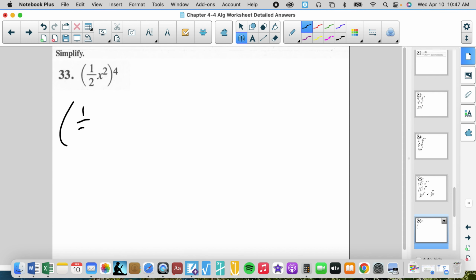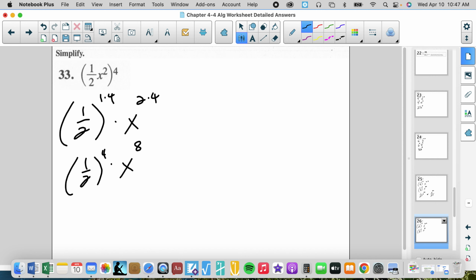We have the quantity of 1/2 to the 1 times 4, x to the 2nd times 4, 1/2 to the 4th, x to the 8th, and 1/2 to the 4th, 1/2 times 1/2 times 1/2 times 1/2 is 1/16th, x to the 8th.